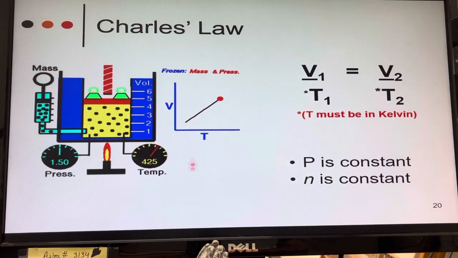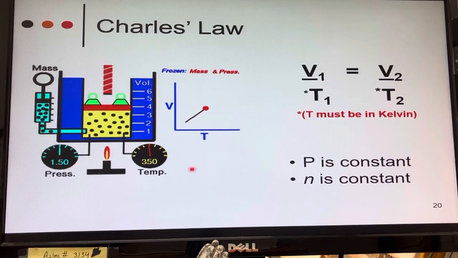Okay. And this is the formula for Charles's law. So it's V1 over T1 equals V2 over T2. And note that temperature must always be in Kelvin. I state that again, like I did earlier. Pressure is constant, number of moles is constant. So if the problem says that they're constant or doesn't mention them at all, then we know that it is Charles's law. V1 over T1 equals V2 over T2.